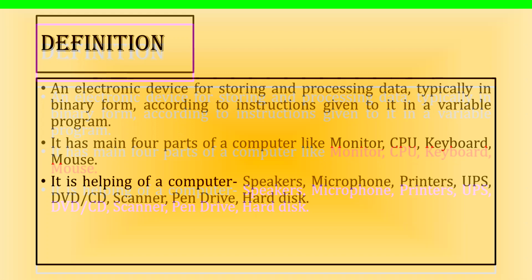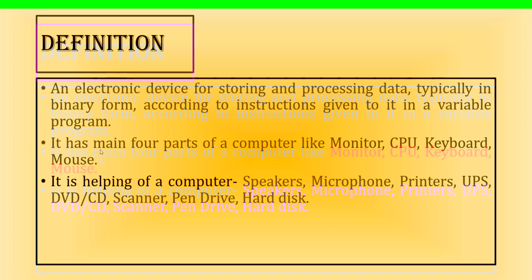What is meant by a computer? A computer is defined as storing and processing data, typically in binary form. It's like zeros, ones, zeros, ones. In binary form, you use only 0 and 1: logic 0, logic 1. According to the instructions given to it in a variable program.